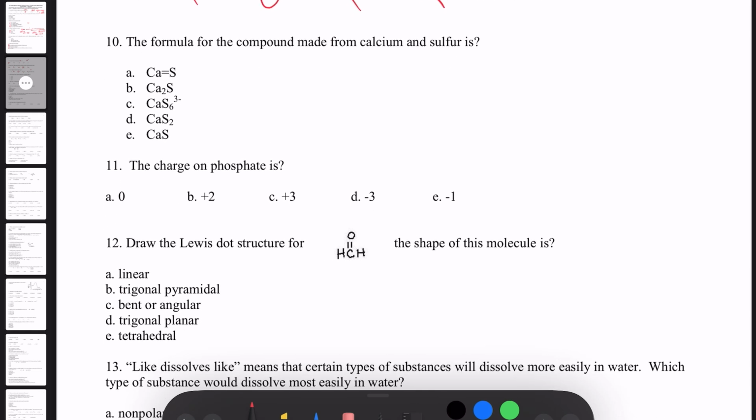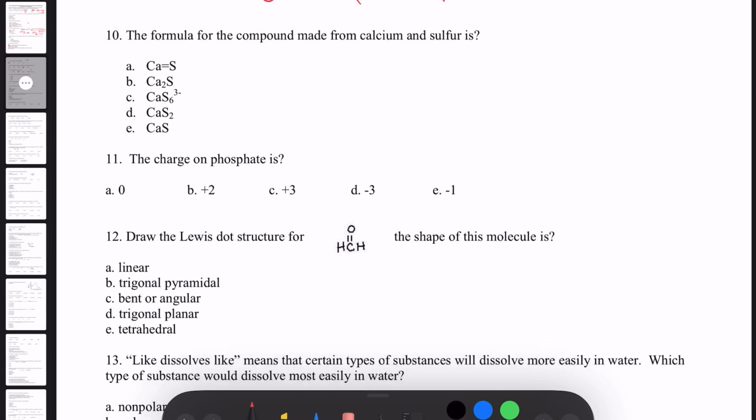The formula for the compound made from calcium and sulfur is, now there's a very easy way to do this, but we're going to leave this for another video because this can get kind of complicated and it depends on where the element is located on the periodic table, so we're going to skip this for now.